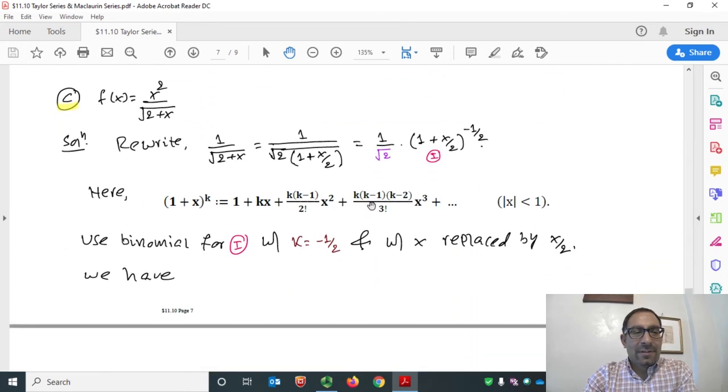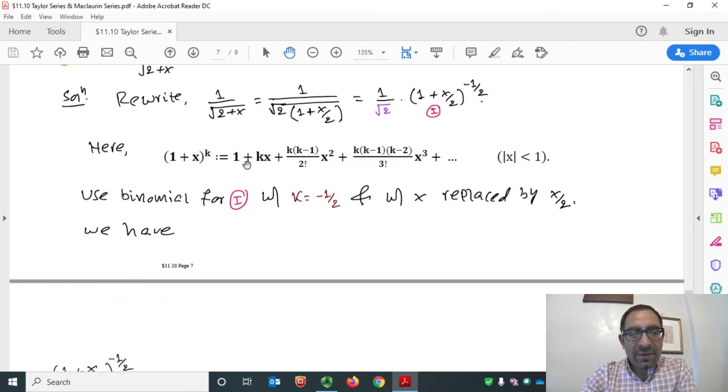Question part C. f(x) equals x squared over radical 2 plus x. So let's begin the solution. First idea: don't worry about x squared. Let's use the binomial series expansion for 1 over radical 2 plus x, and then multiply by x squared at the end. So rewrite 1 over radical 2 plus x as 1 over radical 2 times (1 plus x over 2) to the power 1 half, factoring out the 2. The 1 over radical 2 is a constant outside. Bringing the power to the numerator, it becomes (1 plus x over 2) to the power negative 1 half. For this we use the binomial series expansion and multiply by 1 over radical 2 at the end. Great. Again, the formula is given here.